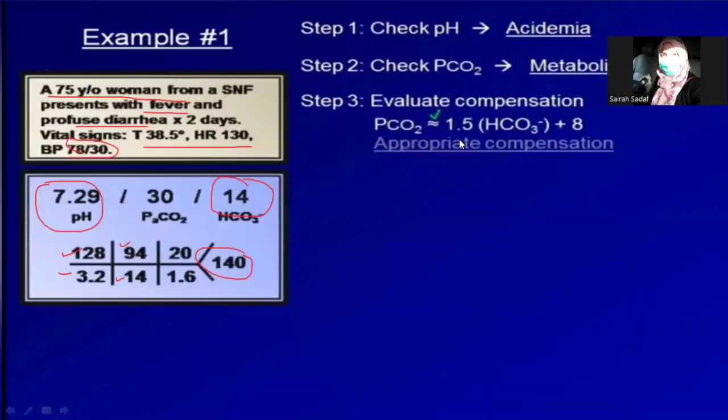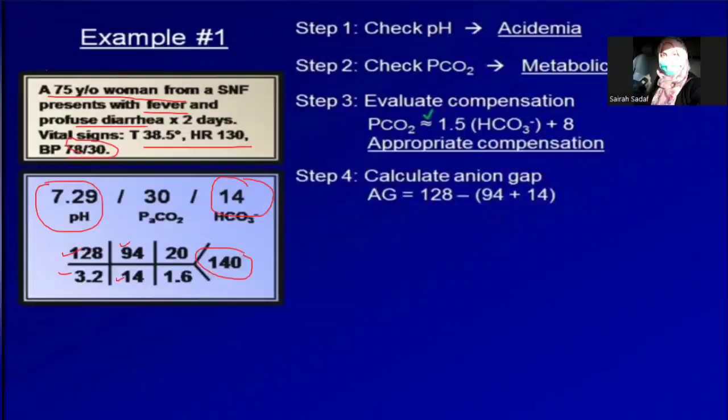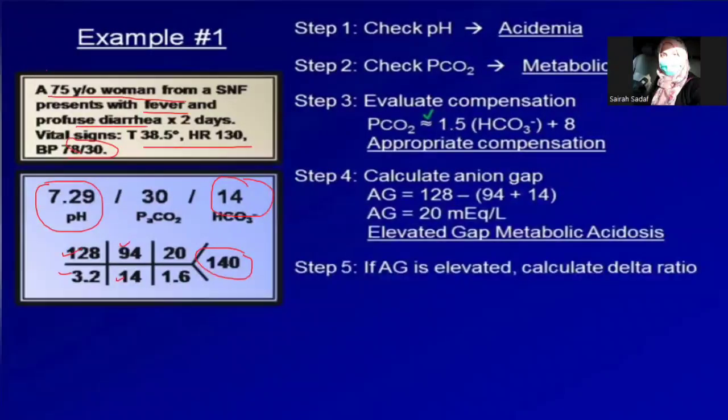So this is a formula. Appropriate compensation you have to see. Oh, they have already given the answer. It is appropriately compensated. Now you have to calculate the anion gap. Go for anion gap. I have already just put the readings in the formula, so we have the answer here. It is 20. That is elevated anion gap.